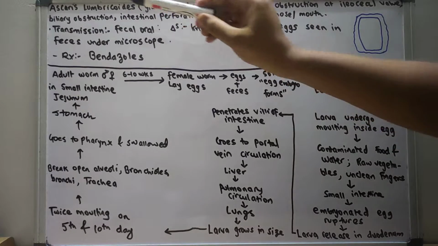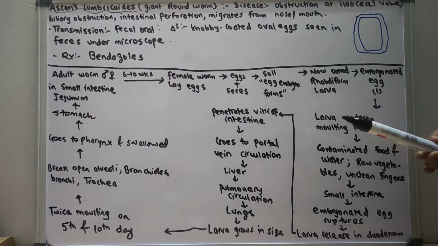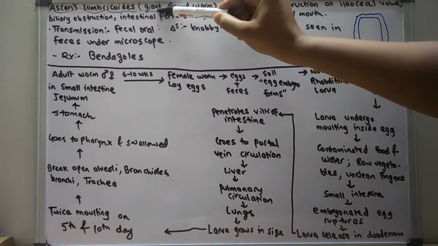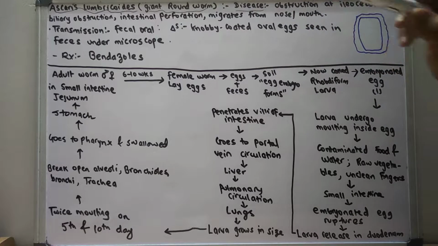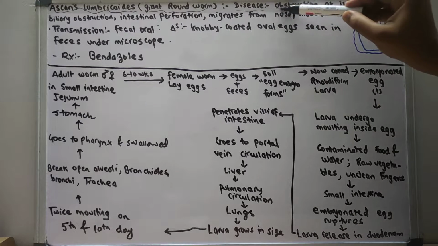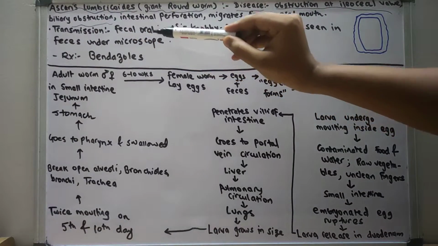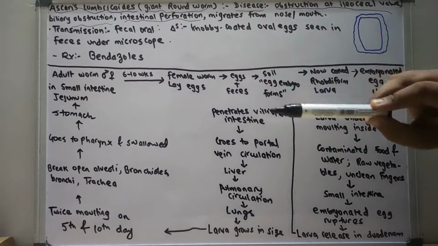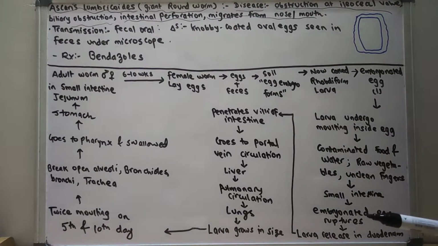Today we are going to discuss another nematode, that is Ascaris lumbricoides. This Ascaris lumbricoides is also known as the giant roundworm. Mainly the disease caused by this giant roundworm is obstruction at the ileocecal valve. Also it causes biliary obstruction, it causes intestinal perforation, and it migrates from the nose and mouth.